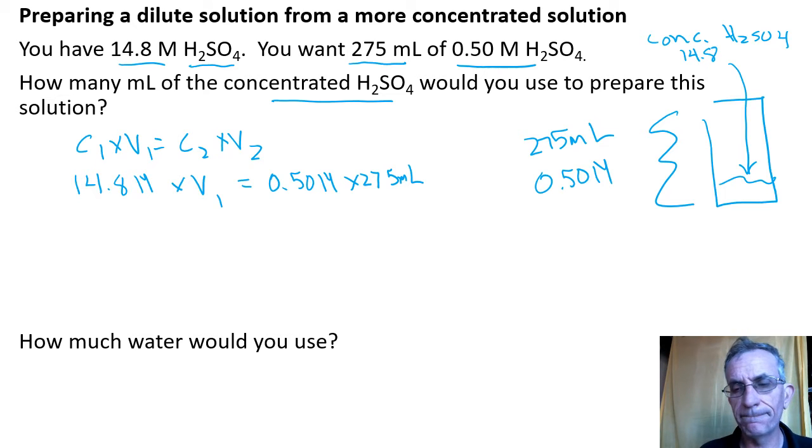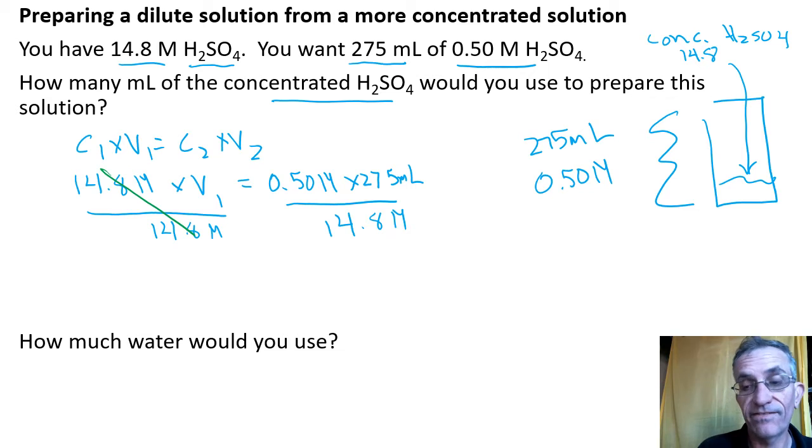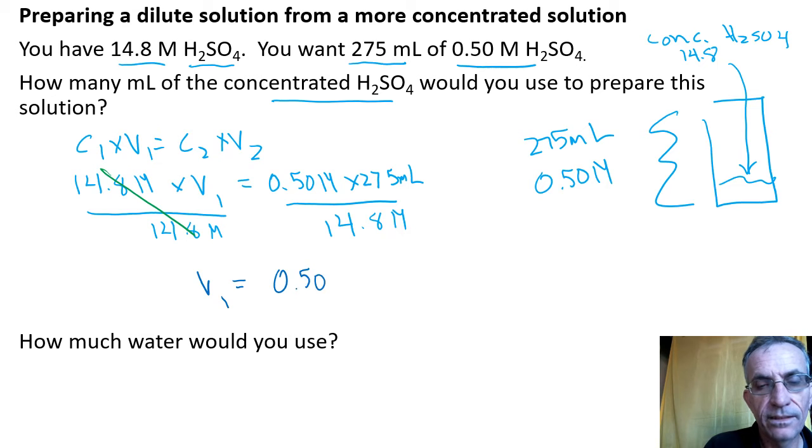To do that, a little algebra time. Let's go ahead and take both sides and divide by 14.8. Oh, I like that, because the 14.8 over on the left is going to cancel. And you'll be left with this. The volume I need is going to be 0.5 times 275 divided by 14.8.